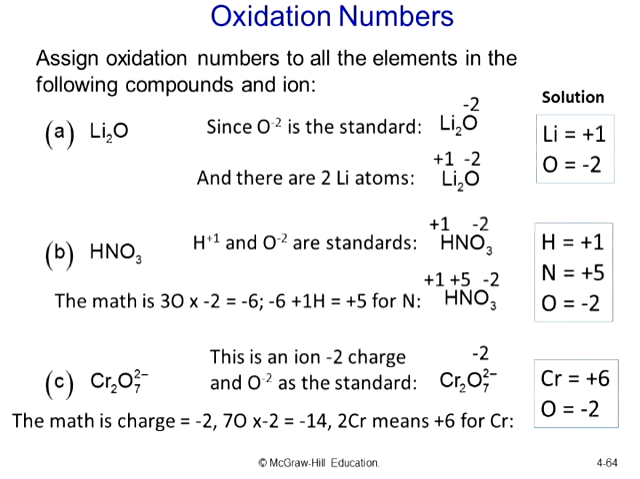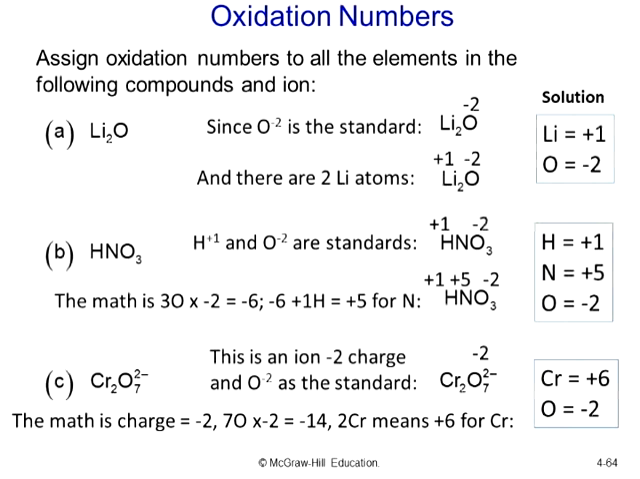Let's do a charged ion. In this case, the ion is a dichromate ion. It has a -2 charge. Therefore, after we complete our math, we must be left with a -2 charge on the polyatomic ion. So here's how the math works.